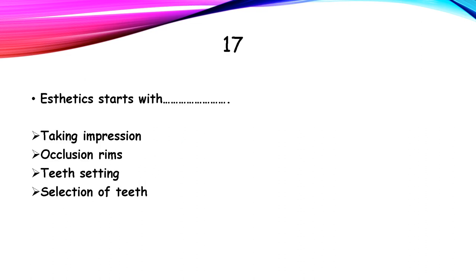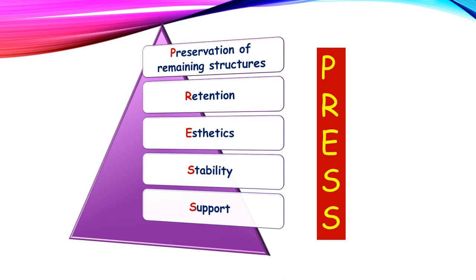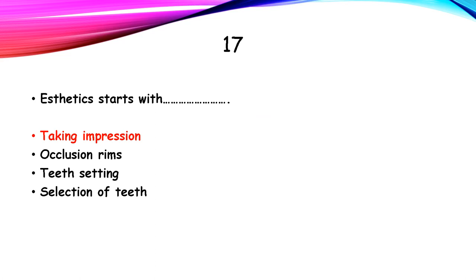Next question. Aesthetics starts with, the options are taking impression, occlusion rims, teeth setting and selection of teeth. So coming to the discussion part, these are the objectives of impression making. It can be remembered by the word PRESS, that is preservation of remaining structures, retention, aesthetics, stability and support. Hence, the answer must be taking impression.